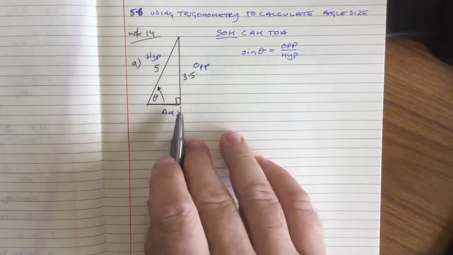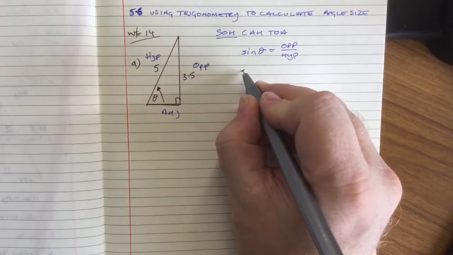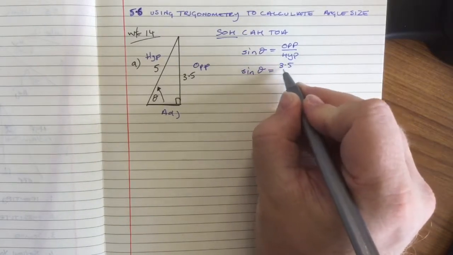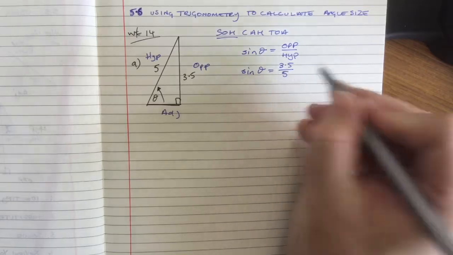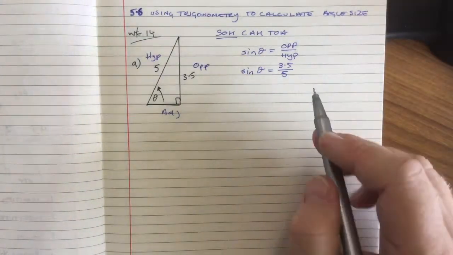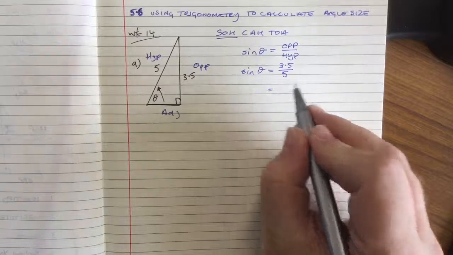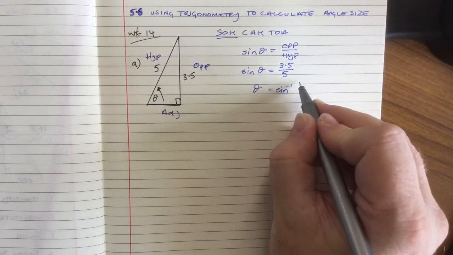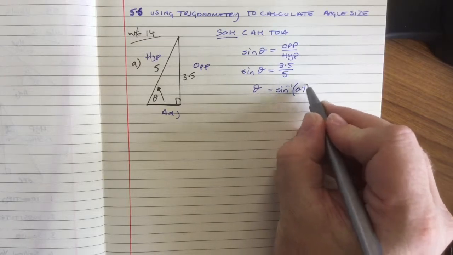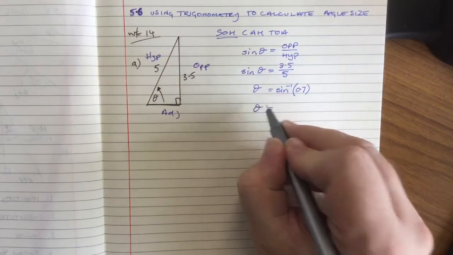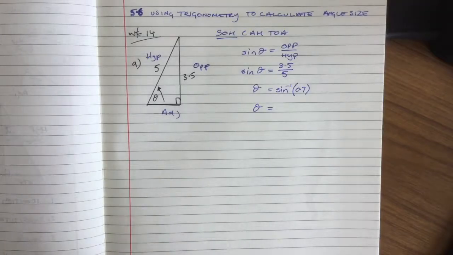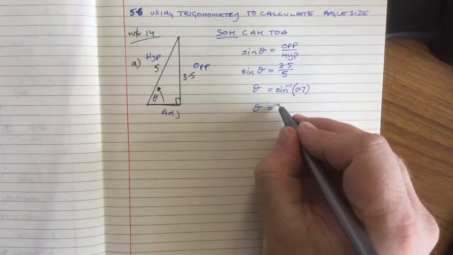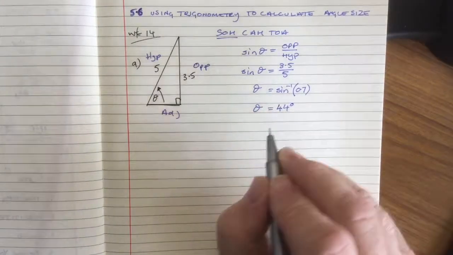We now fill in our values. So we've got most of these except for theta. The opposite is 3.5. The hypotenuse is 5. So this is going to be 0.7. So we're looking for the arc sine of 0.7. And we don't need to write that as an exact value. In this case, we want to round it to the nearest degree, which is 44 degrees.